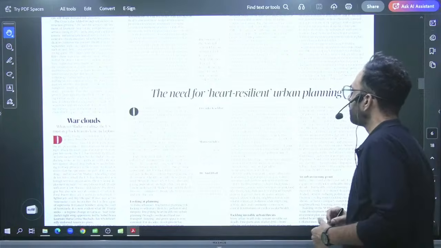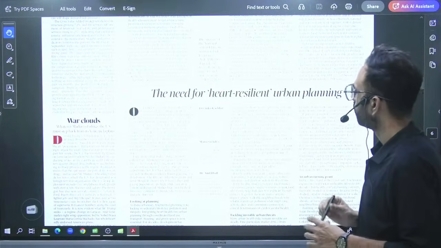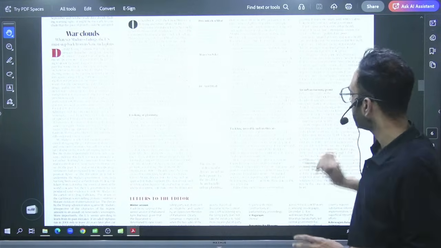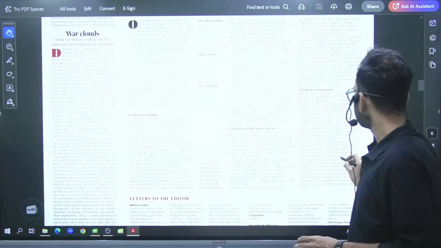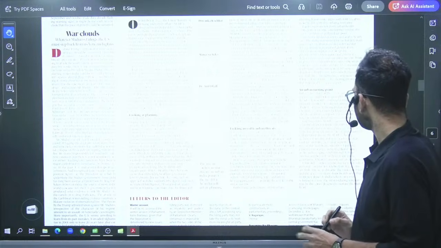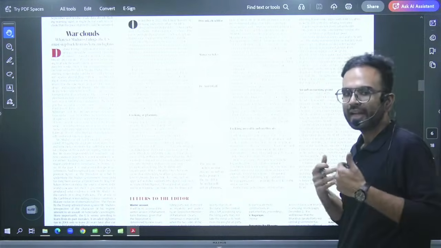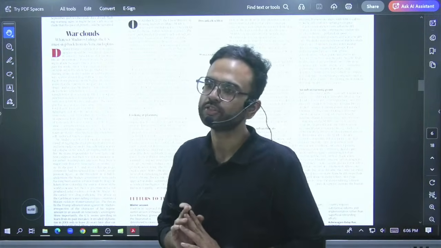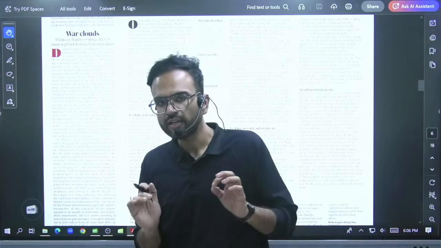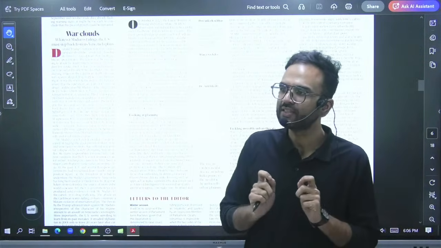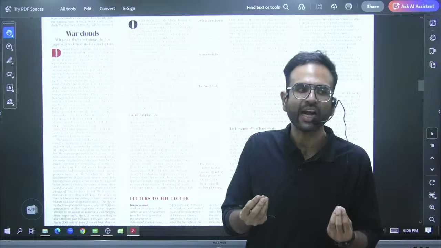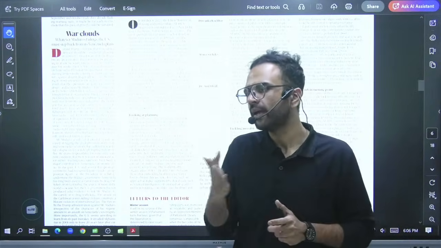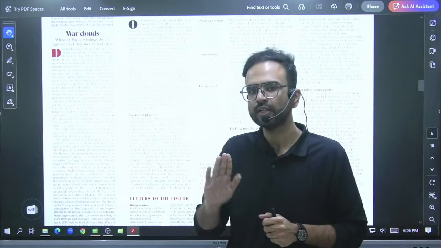The need for heart resilient urban planning. Now, what is the simple assertion here? Take a look at the end point. Cardiovascular disease is not only a personal concern, it is a reflection of how cities are built. Health and urbanization, GS2. The assertion here is people who are living in cities have bad cardiovascular health. Heart condition is bad. Why? Understand the reasons, then the solutions.